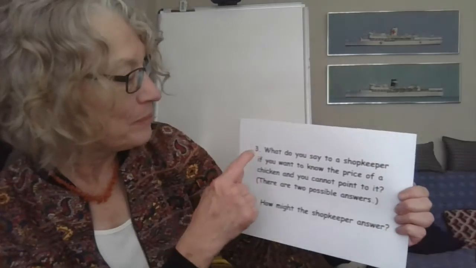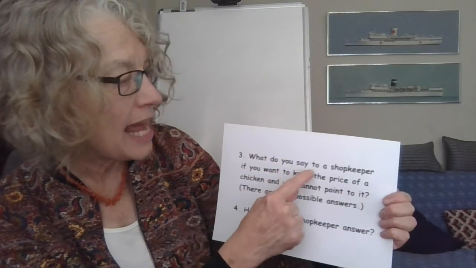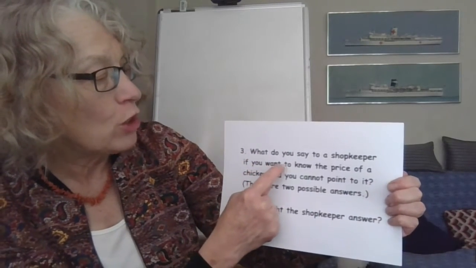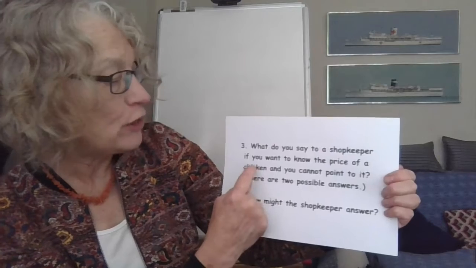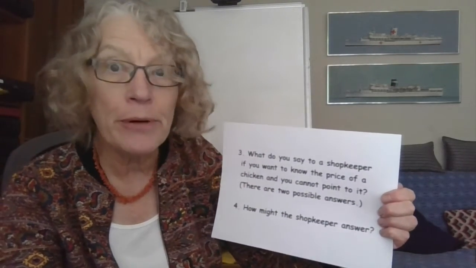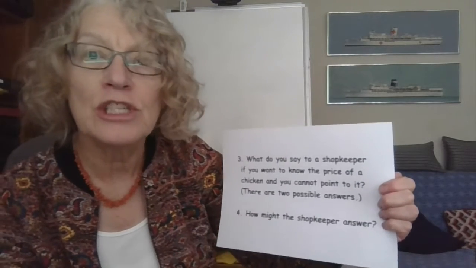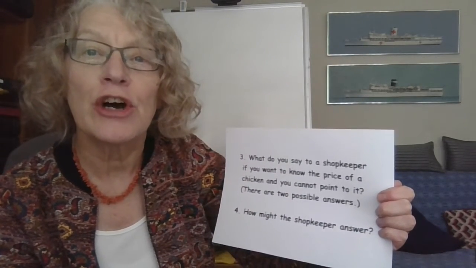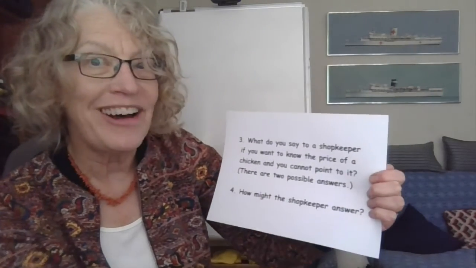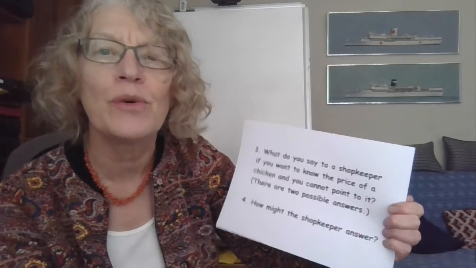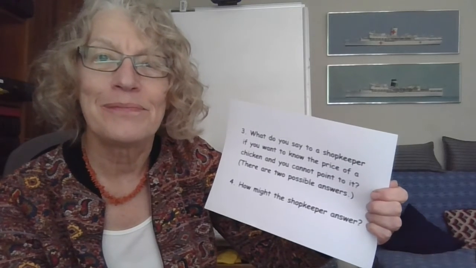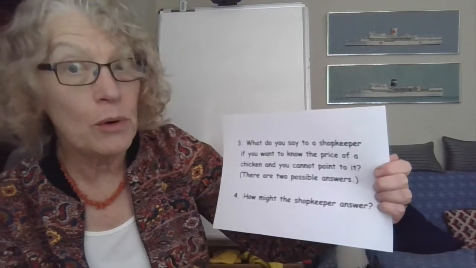Number 3. What do you say to a shopkeeper or to a market stall holder if you want to know the price of a chicken and you cannot point to it? So you can't point to the chicken. You want to know how much it costs. And there are 2 possible answers. There might be more than that, but there's 2 that we've talked about. See if you can get both of them. Pause whilst you do it.